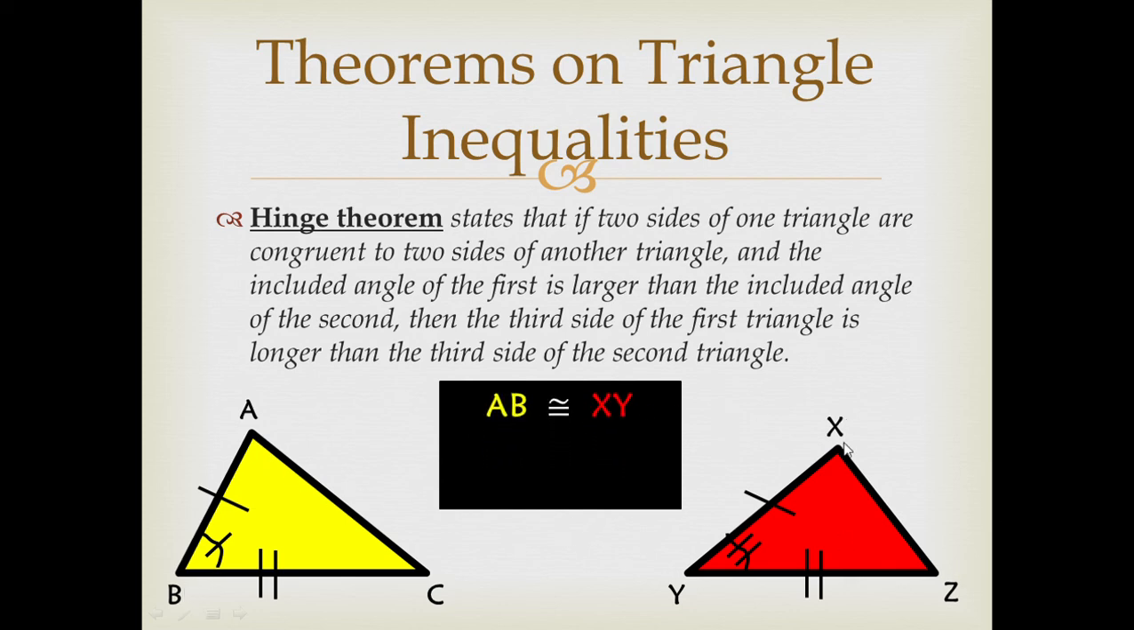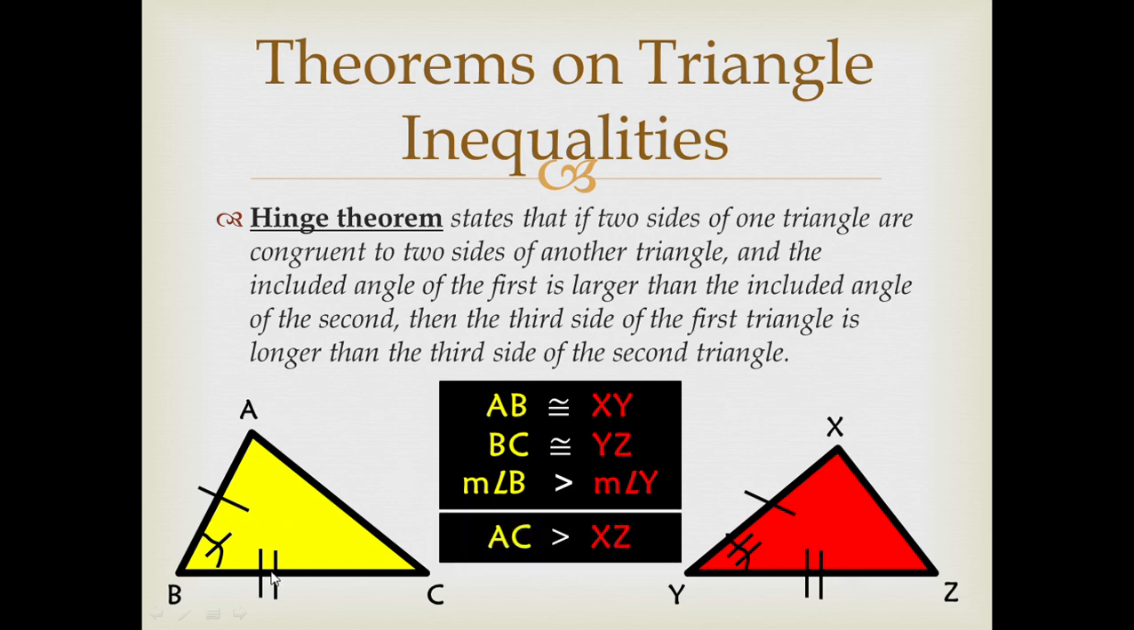Side AB is congruent to XY. Yun yung side. Another side is that BC is congruent to YZ. And the angle B is greater than the measure of angle Y. So, kung mas malaki itong angle B, the side opposite that angle, which is AC, ay mas malaki kumpara kay XZ. So, yun po yung Hinge Theorem.